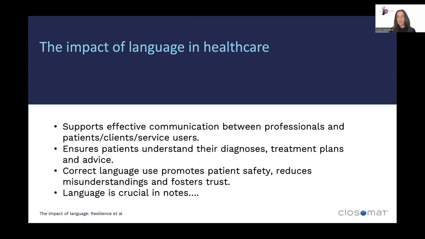And I think that's important to get yourself to just think about what maybe you write in your notes on a regular basis, and actually just question how that might be interpreted by somebody else.